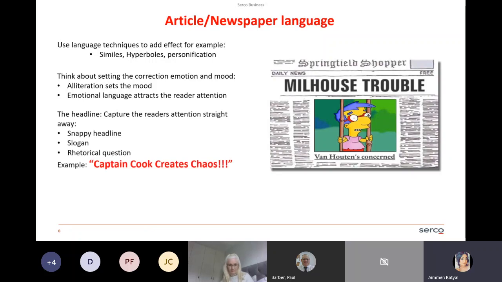So the headline, it captures the reader's attention straight away. So a snappy headline, it could be a slogan, even a rhetorical question. And I think I've mentioned it previously, your rhetorical question is a level two marked criteria. So if you're starting off with that already, your examiner will be ticking the right boxes. So an example of a snappy headline could be Captain Cook Creates Chaos.